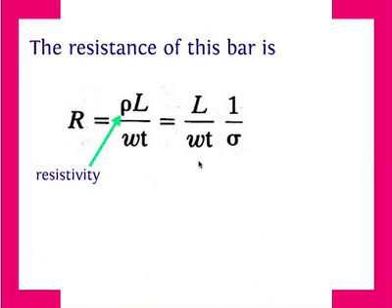Sorry, before we go to that, I forgot, we have to define a few terms. Resistance. Resistance of this bar is given by the resistivity of silicon times the length of the material divided by the area of the material, so width times thickness. This is very straightforward.